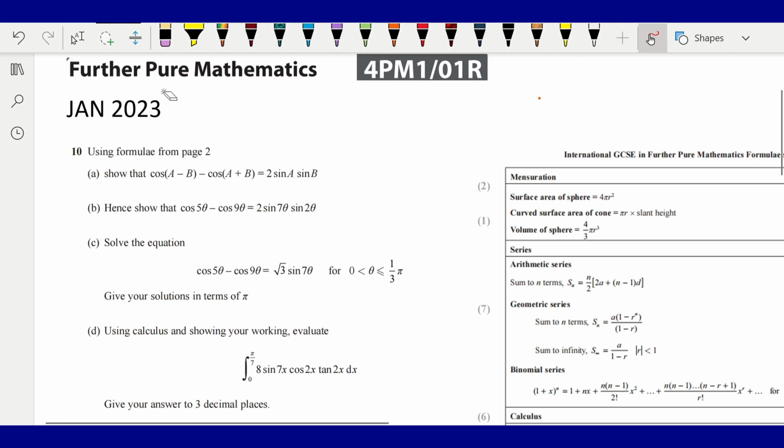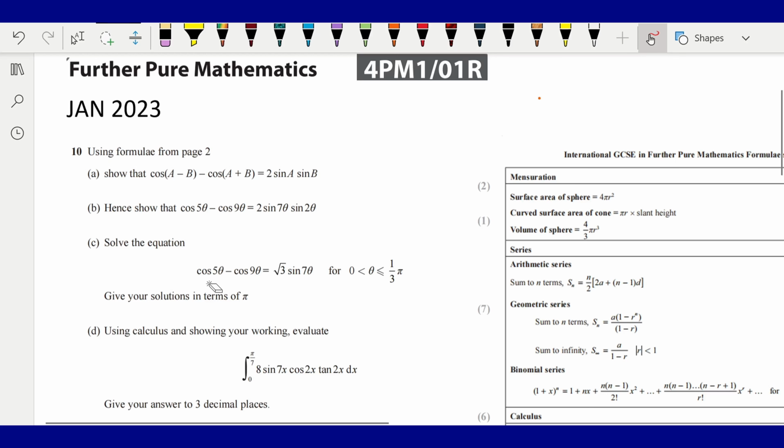Today's discussion is further pure mathematics with the code 4PM1/01R from January 2023. The last question, question number 10. Use formula from page 2. Show that cos(A minus B) minus cos(A plus B) equals 2 sin A sin B. Hence show that cos 5 theta minus cos 9 theta equals 2 sin 7 theta sin 2 theta.